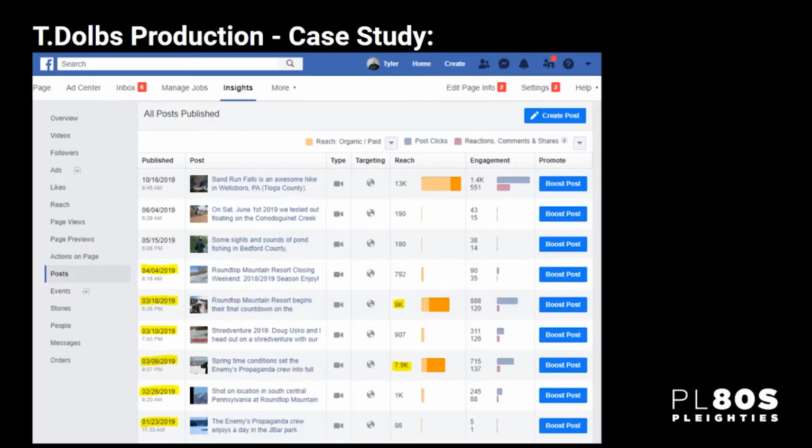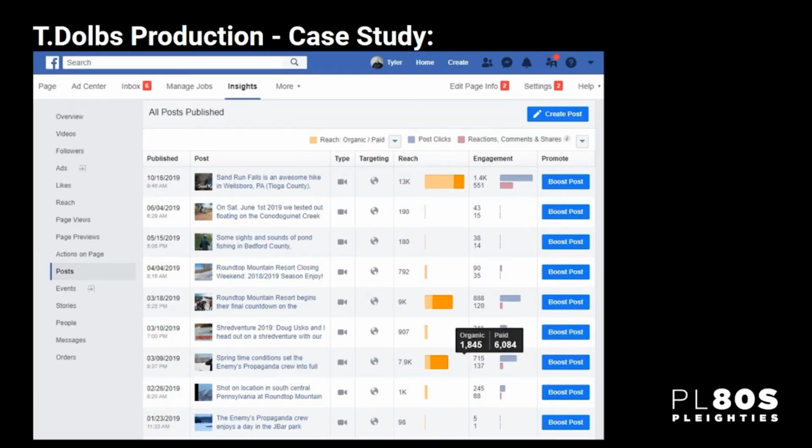Now I kind of want to jump into a case study example. In this video case study example, we're using T-Dubs Productions. As you can see here, I've highlighted 6 videos which were recorded during last year's snowboarding season in South Central Pennsylvania. Ultimately, the goal was to produce 6 videos, analyze which ones did the best, and then at the end of the season, amplify the video content that did the best with a highly targeted audience. You can also see which ones I decided to amplify at the end of the year, in April.